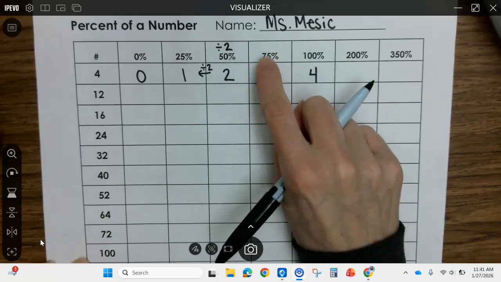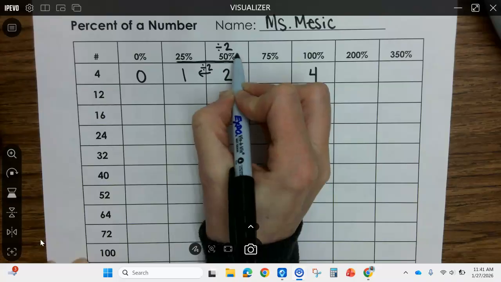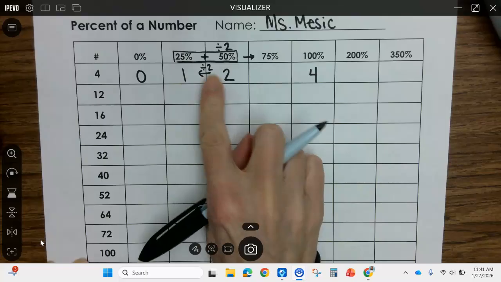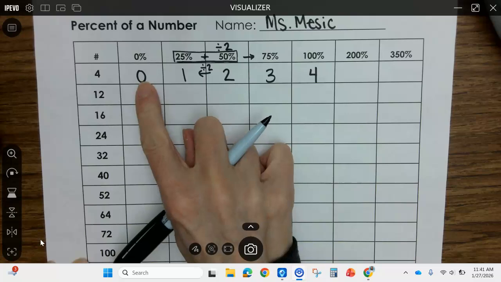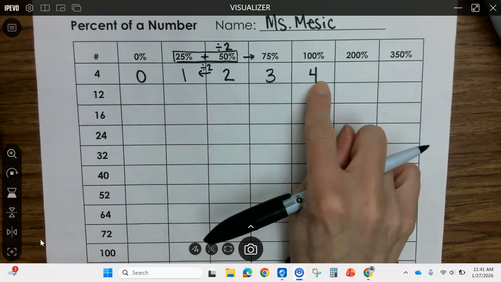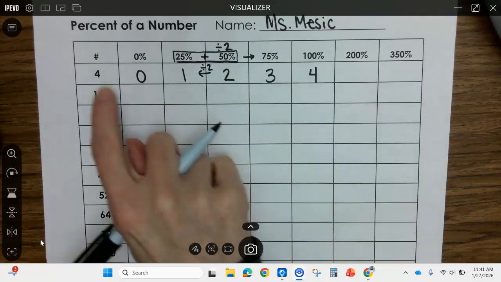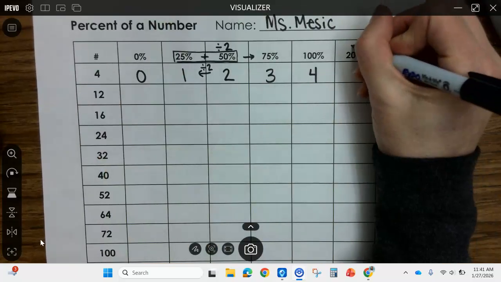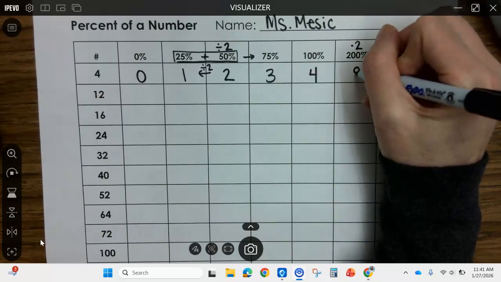75% comes from adding 25% plus 50%. So I could do 1 plus 2 to get 3. Oh, hey, 0, 1, 2, 3, 4. That's kind of like a pattern. All right, 200% means double. So I'm going to take my original amount and double it, or times it by 2. So 4 times 2 is 8.